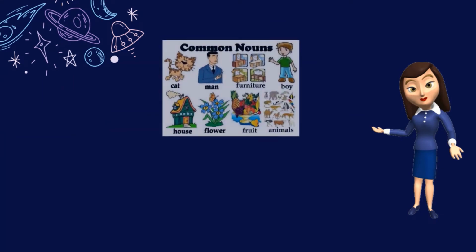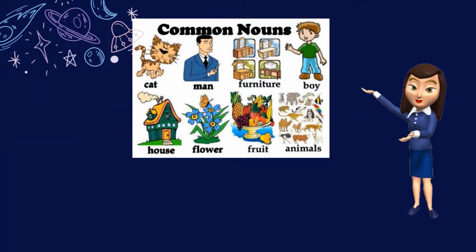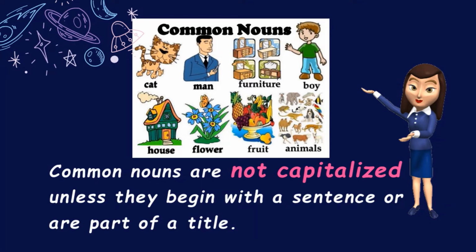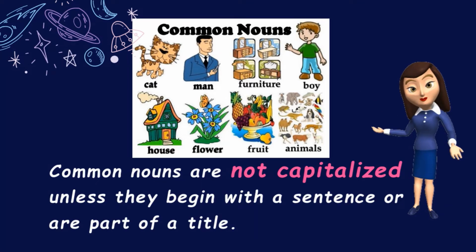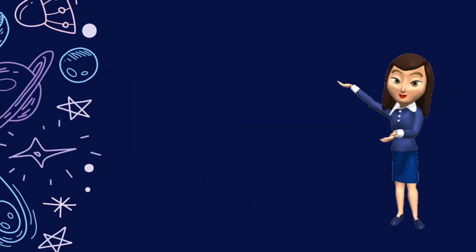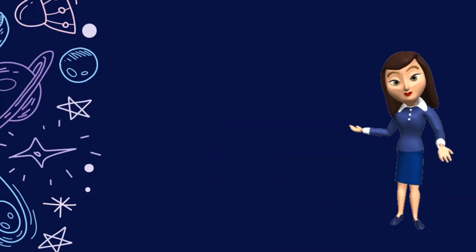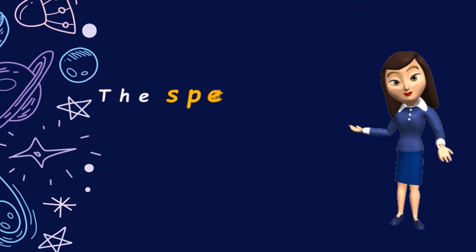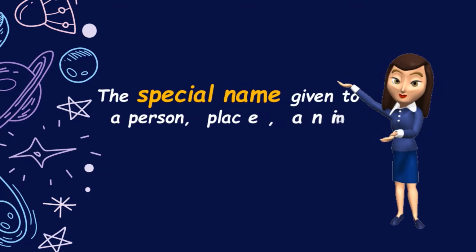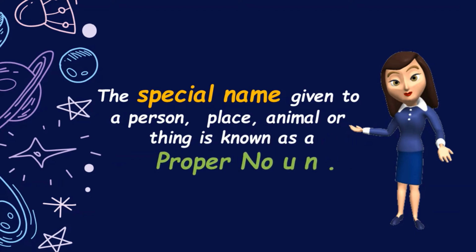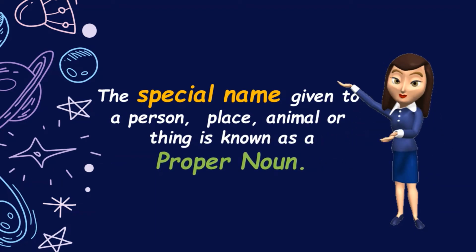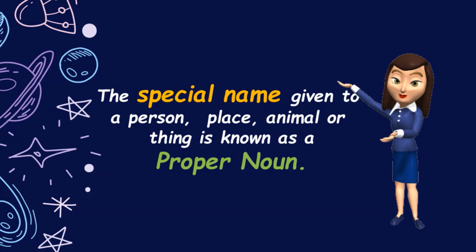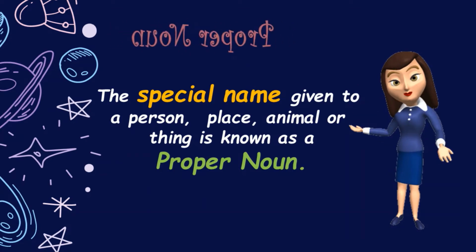Dear children, we should remember that when we use common nouns, we have to write them in small letters. Common nouns are not capitalized unless they begin a sentence or are a part of a title. Now let's look at the second type of noun, that is proper noun. What is meant by a proper noun? The special name given to a person, place, animal or a thing is known as a proper noun. Children, just recapitulate. General name is known as common noun and special name is known as proper noun.